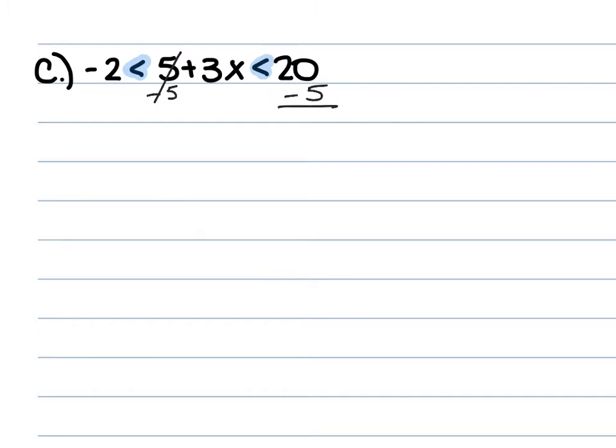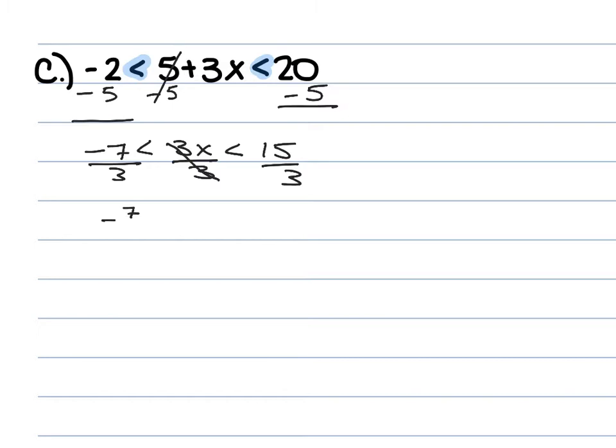Minus 5. Negative 2 minus 5 is negative 7, which is less than 3x, which is less than 20 minus 5? 15. Okay, I can tell already we're going to end up with a fraction. That's okay. What is my next step? I want x by itself. Divide by 3. So I've got negative 7/3 is less than x, which is less than 15 divided by 3? 5. Now we're going to graph this in two parts when we do it.